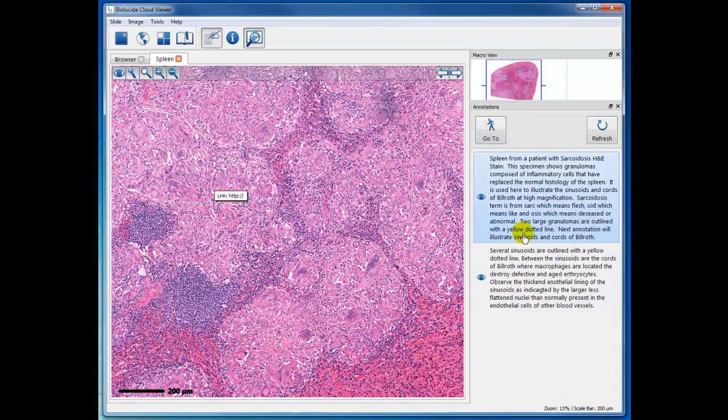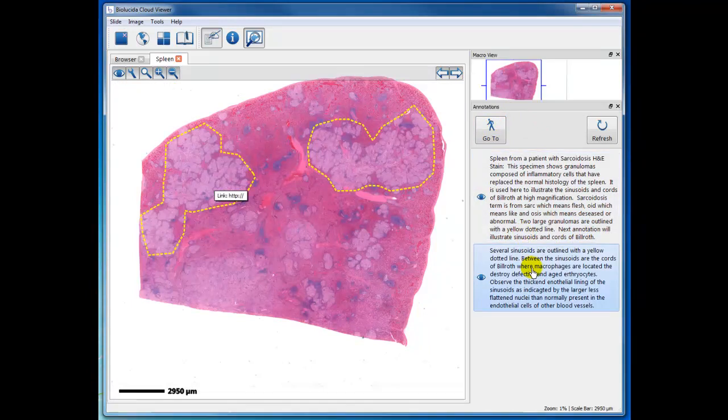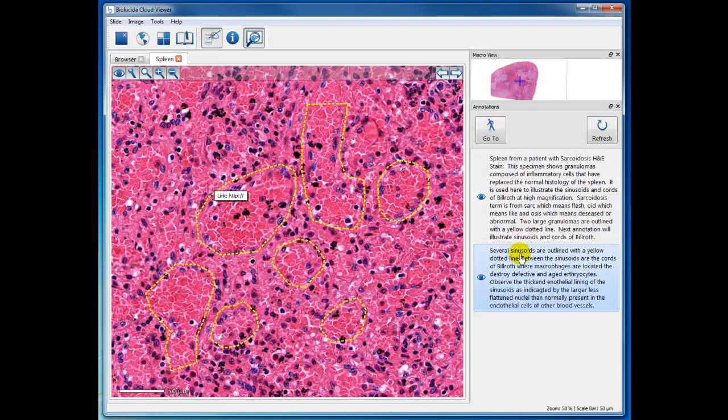I outlined the abnormal areas for you, but then I show you in this annotation several sinusoids outlined where you can see the cords of Billroth here, where the red blood cells are percolating slowly through a swamp and interacting with macrophages that will detect aged red blood cells and defective ones. And of course here are the sinusoids. Okay, so that concludes a tour of the spleen specimens.